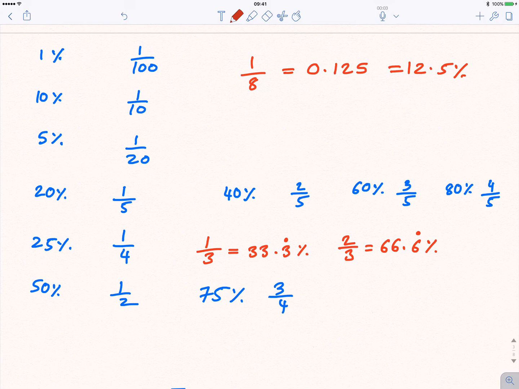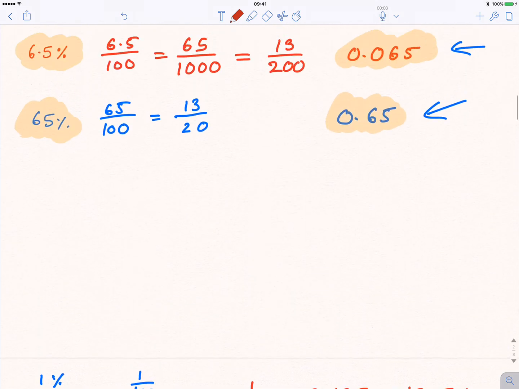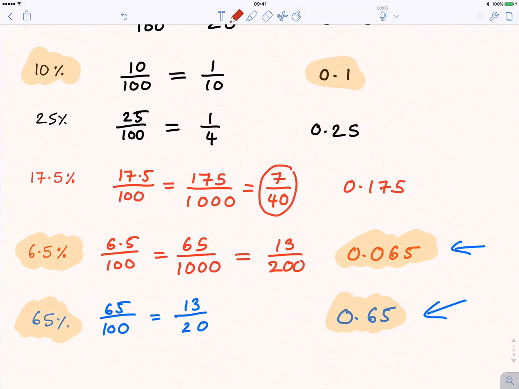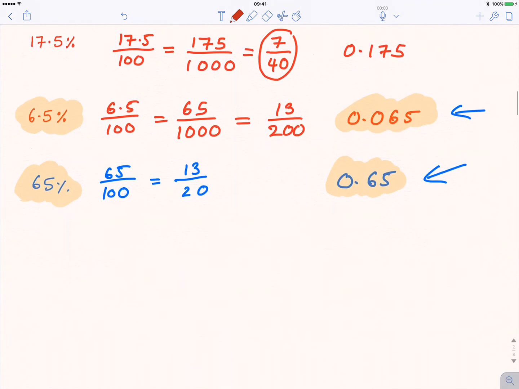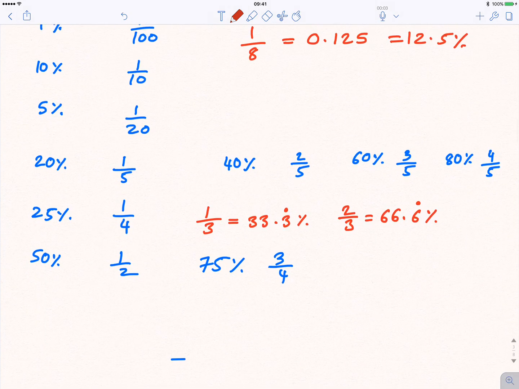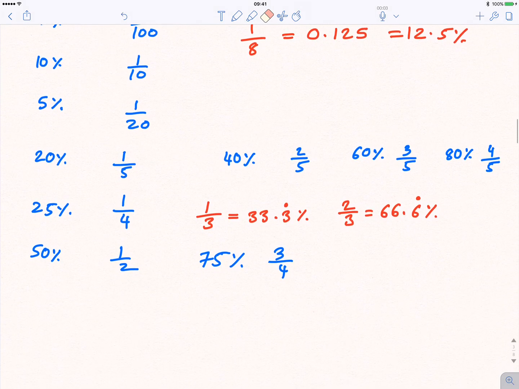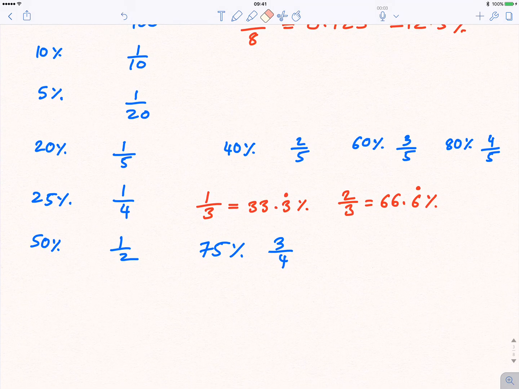And if you know the percentage, then you should be able to write the percentage as a decimal, as I have shown here. Just write it out of 100 and then just move the decimal to the left. So you have to memorize these fractions off by heart, and you should be able to recall them instantly.